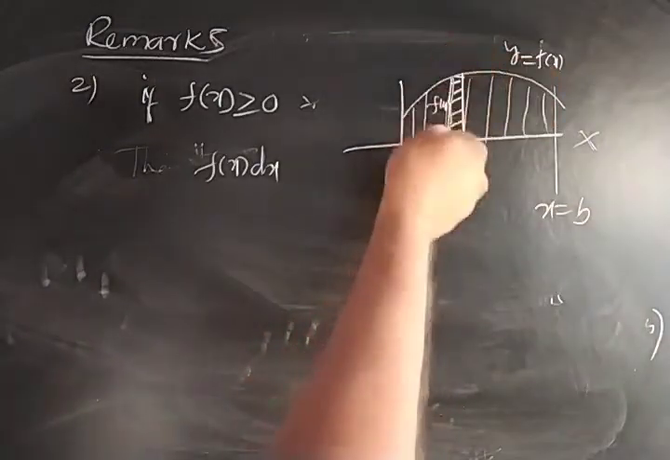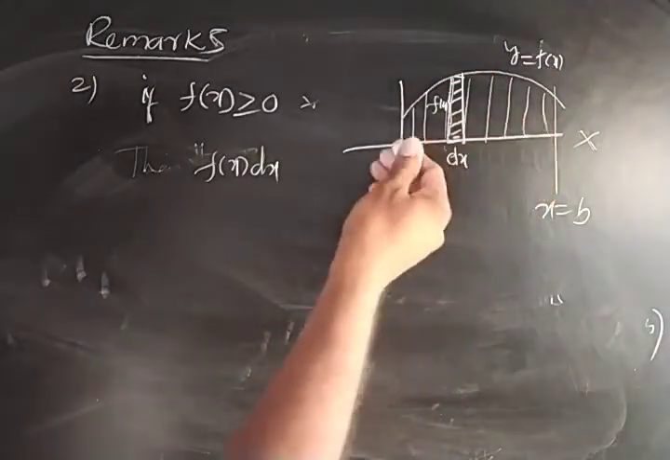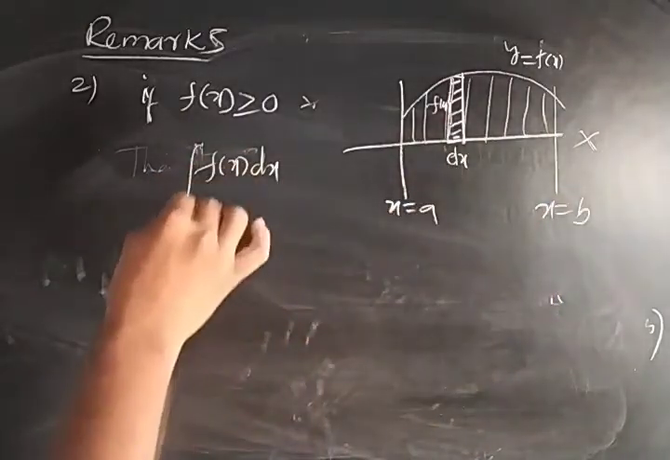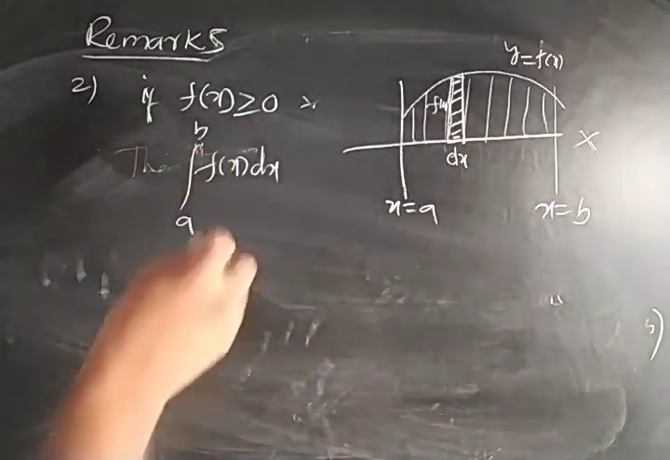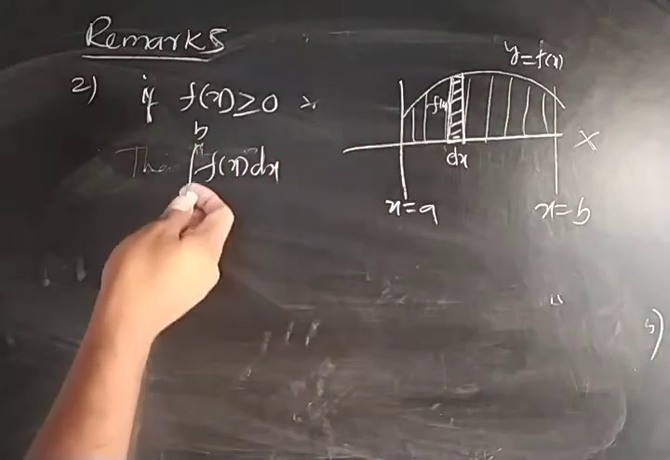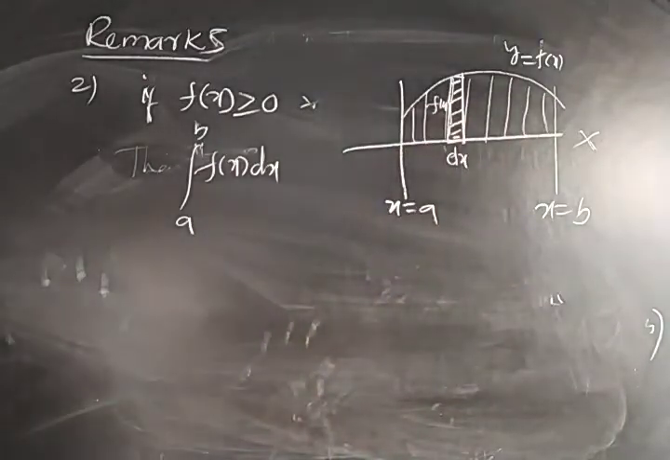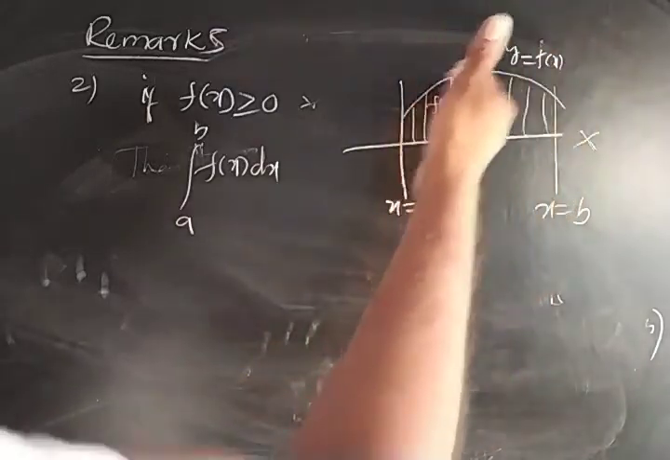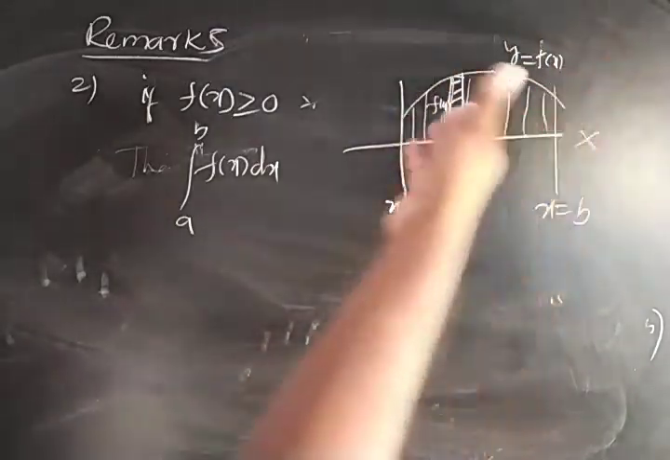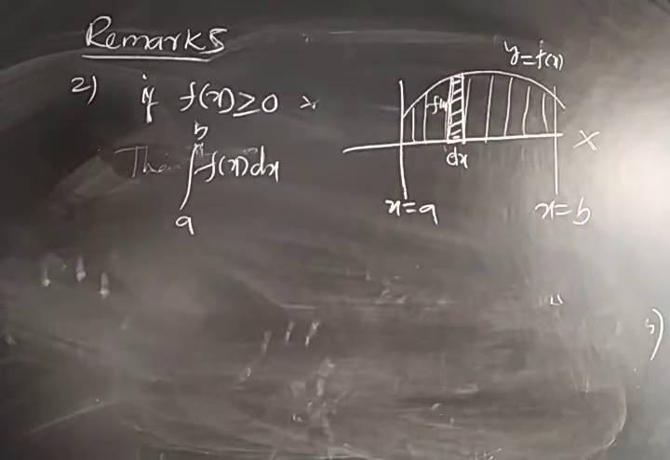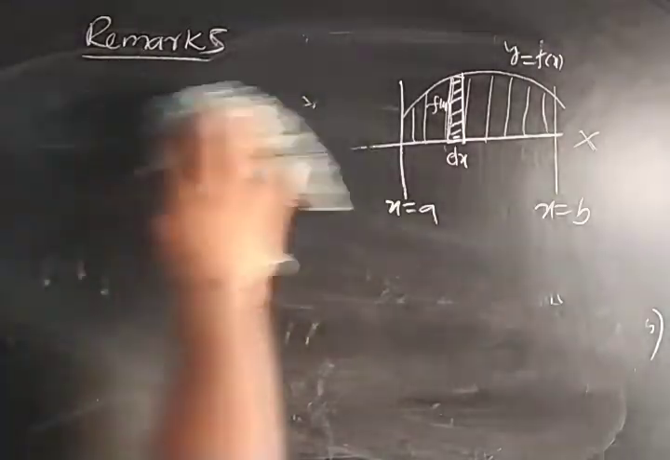Similarly, we divide the total area into small strips from a to b. So if you integrate from a to b, taking the area of the small strip and using these limits, you will get the entire area of the function. So it will indicate the area bounded by the graph of the function and the x axis, between the lines x equal to a and x equal to b. Right? Now remark 3. Third remark.